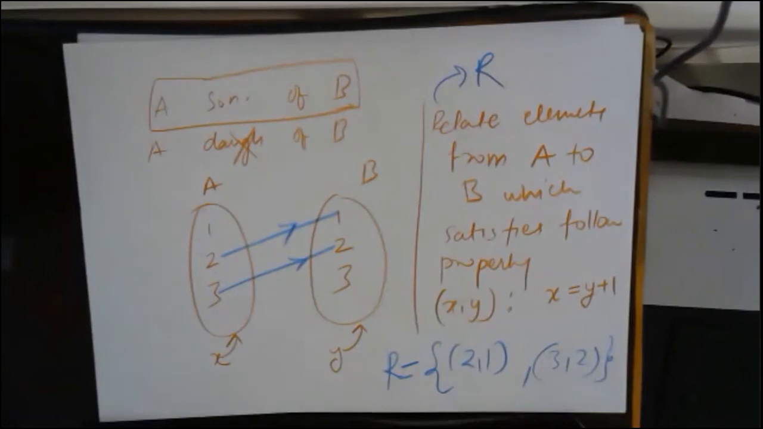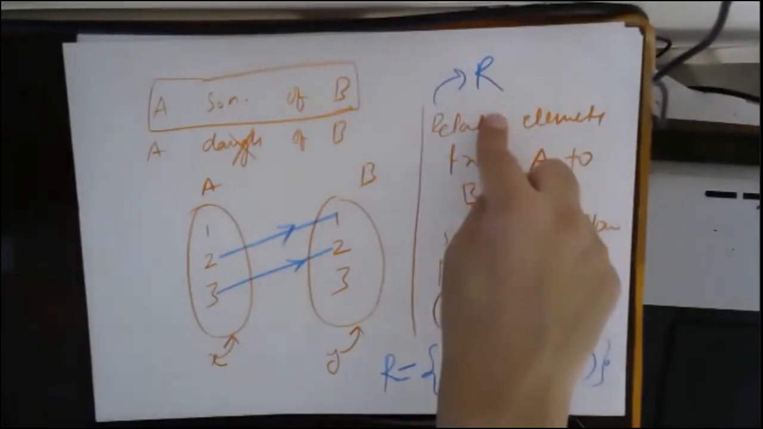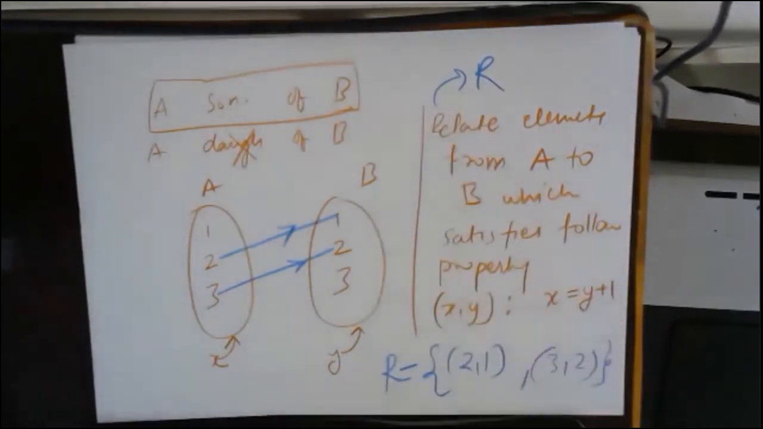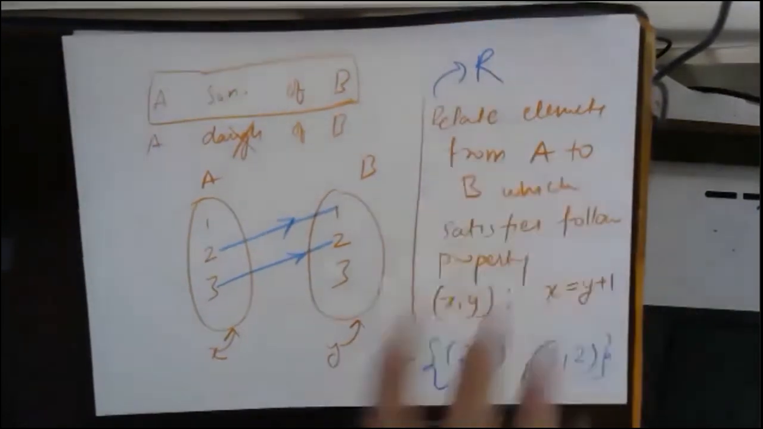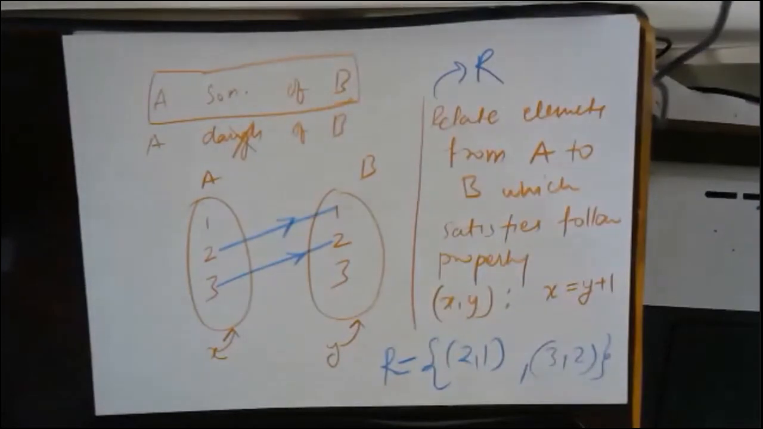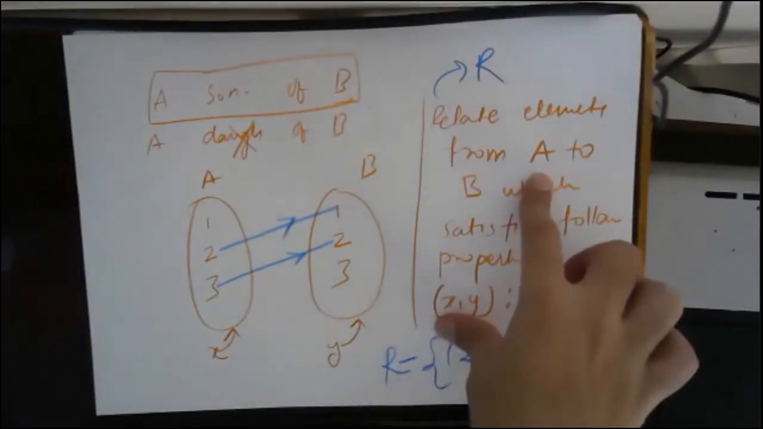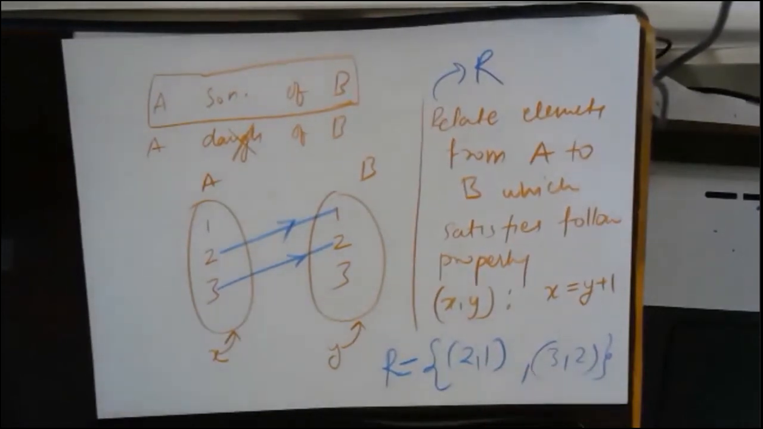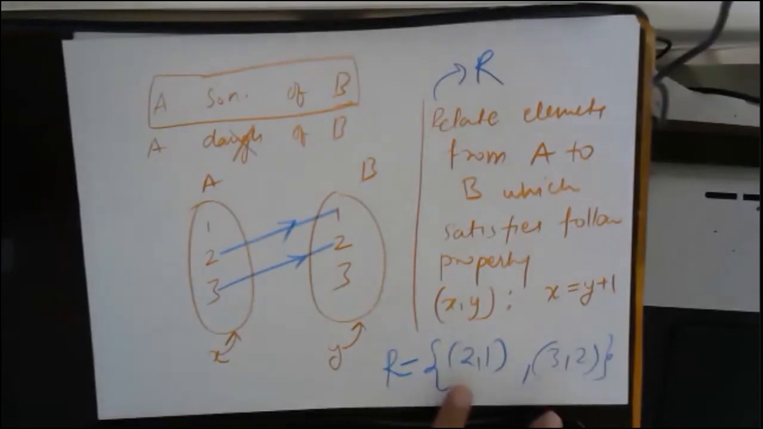No. Why? R is already defined as this. I have given a definition that R will be this. Now, which elements can be taken in R? The elements of R can be taken as 2, 1 or 3, 2. That's it. It cannot be anything else. It cannot be 1, 2 or 1, 3. Only these elements are related using such a property.